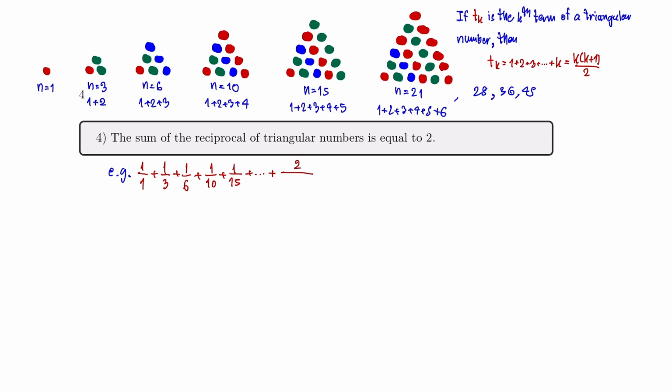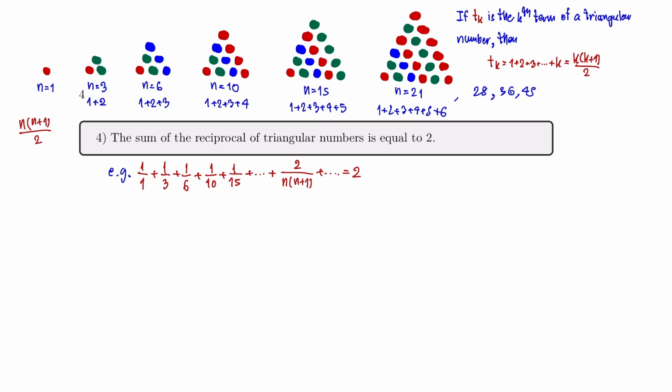maybe the n term, which is n times n plus 1, because the n term of the triangular number is n times n plus 1 over 2. So reciprocal of this one is 2 over n times n plus 1, and so on. Turns out to be just 2.